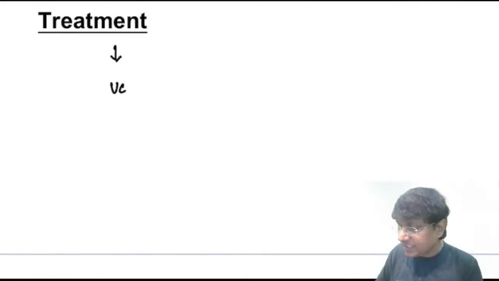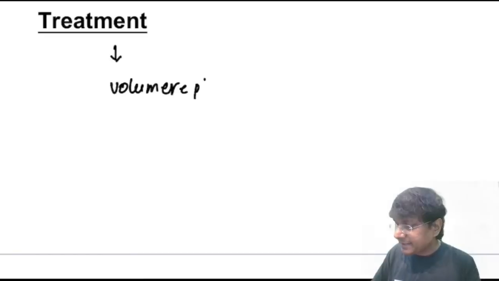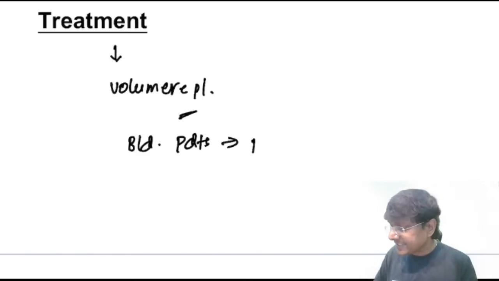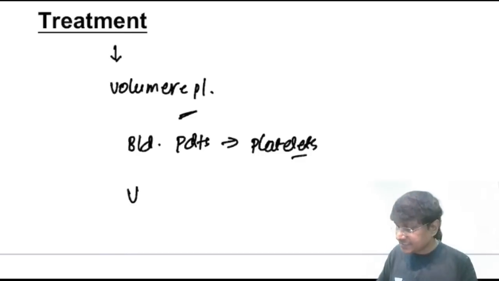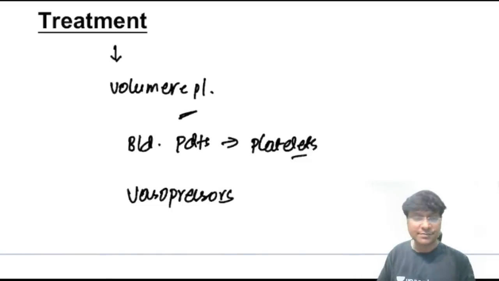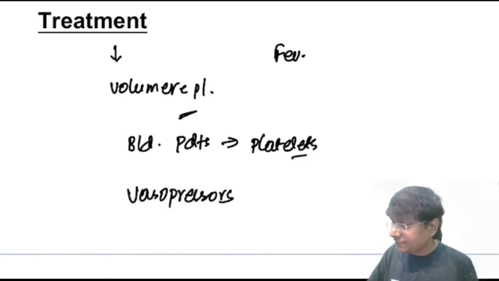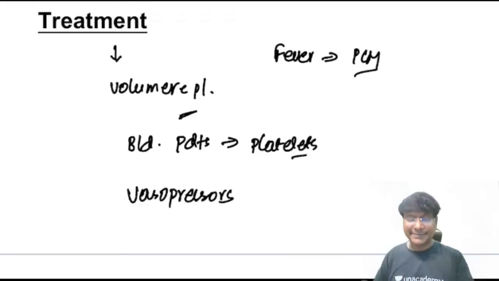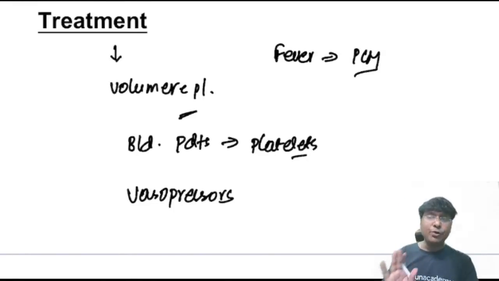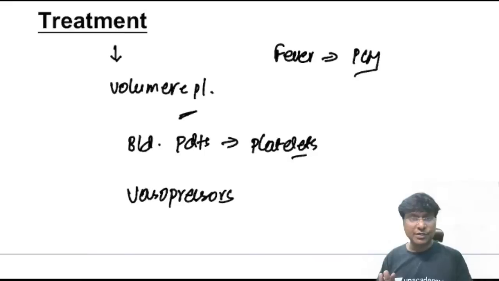It is only volume replacement. That is very, very important. Then you should give blood products. What are these blood products? That is the platelets. And then we give vasopressors, mainly to improve the blood pressure. And for fever, what do we give? For fever, we give paracetamol or acetaminophen. So it is completely supportive treatment.